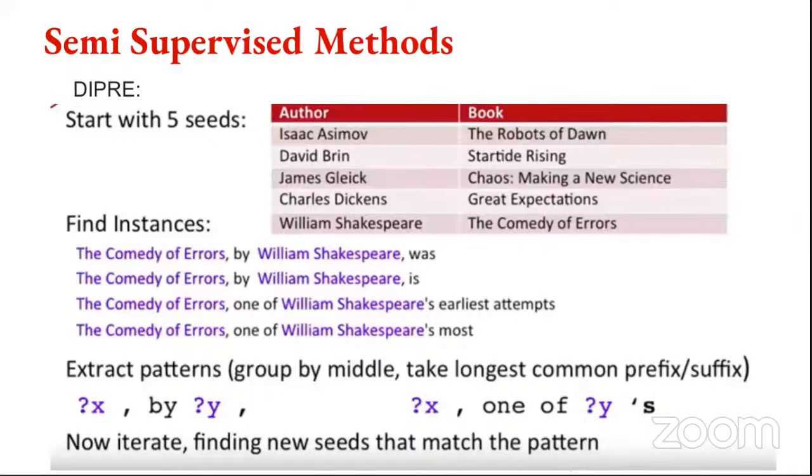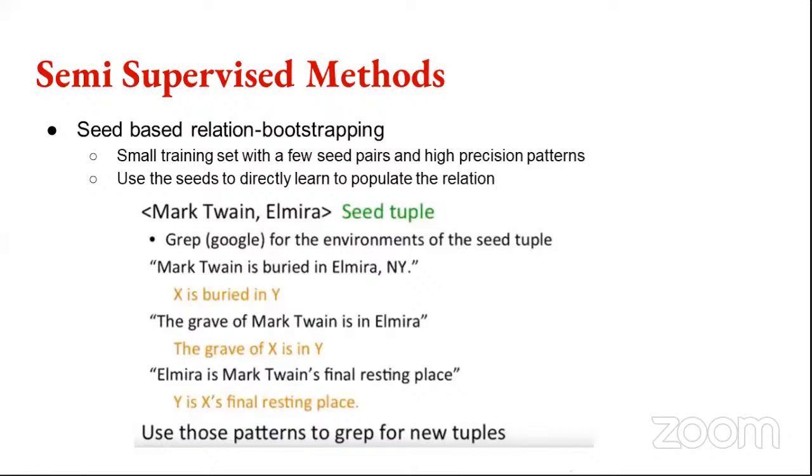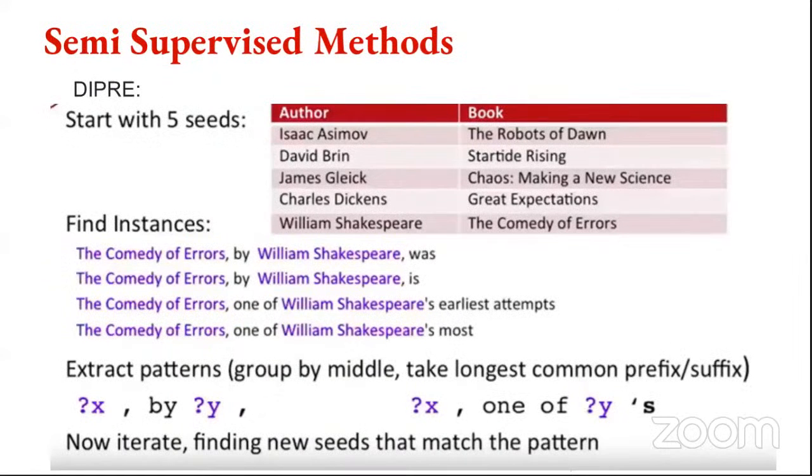Then there is the semi-supervised method DIPRE. This is different because in seed-based relation bootstrapping we only use a particular seed for identifying the patterns, but in the case of DIPRE, multiple seeds are used. For example, we can start with 5 seeds, like authors and the books they wrote: Isaac Asimov, The Robots of Dawn; David Brin, Startide Rising. So these are the different authors and the corresponding books. They are basically the seed data, and by using this seed data, we can identify the relationship pattern.